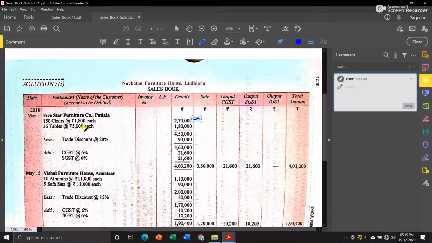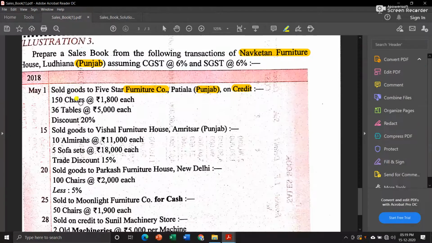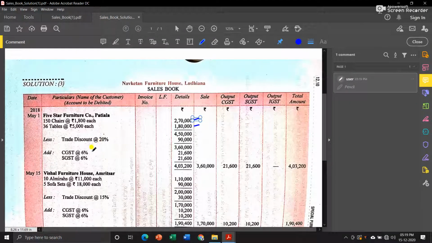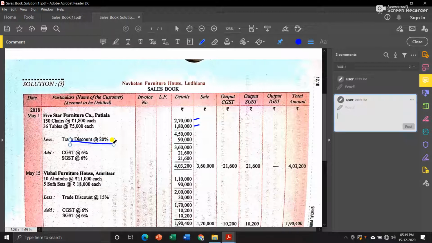Then 36 tables at rupees 5,000 each means 1,80,000. Then they said that there is discount. This discount is nothing but trade discount of 20%. So we will write trade discount at 20%.